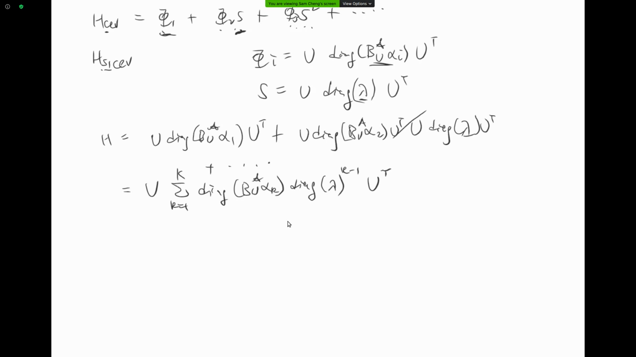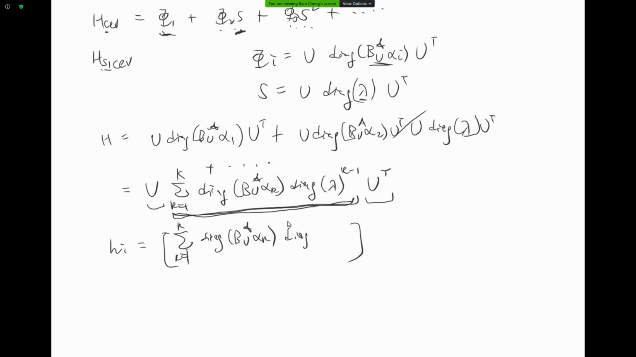Now then, if I consider, again, this is like the forward Fourier transform, this is like the inverse Fourier transform, and this corresponds to a diagonal matrix, and the diagonal elements correspond to the i-th frequency response in the frequency domain, basically. So then, again like the previous notation, h_i here will be just equal to the i-th element of this sum here, diagonal of B U A alpha_k, diagonal lambda^(k-1), the i-th element of this guy.